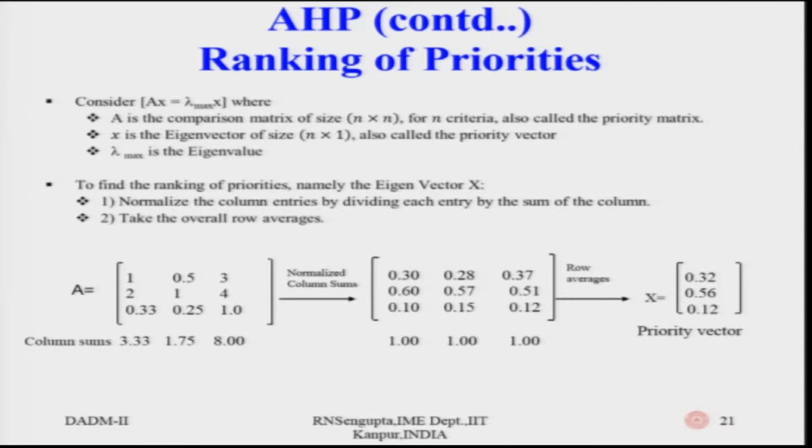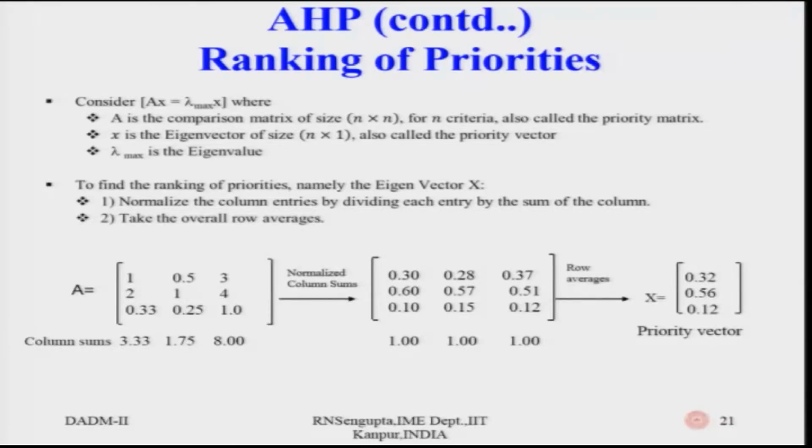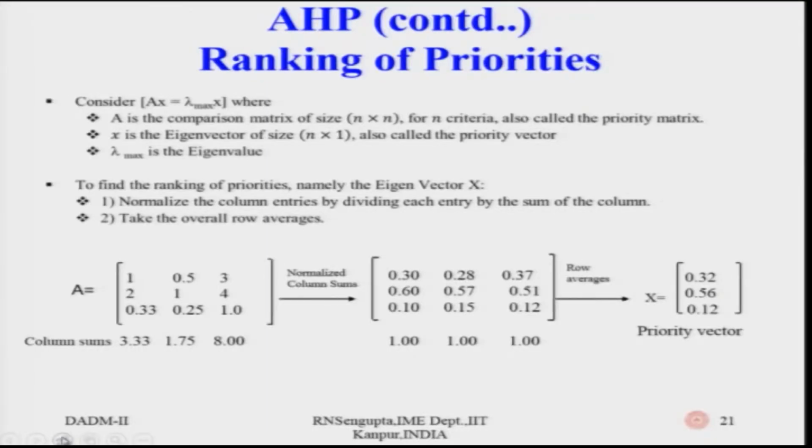So, in order to normalize, again I am just repeating the steps of the algorithm for solving. How you solve it, I will consider with a simple problem. To find the ranking of the priorities, namely the eigenvector x, which will be of size n cross 1, n being the number of decisions, you normalize the column entries by dividing each entry by the sum of the column. This is very important. I will highlight it and discuss a few things verbally. If required, I will come back to this problem solution in the next class, which would be the 24th lecture.